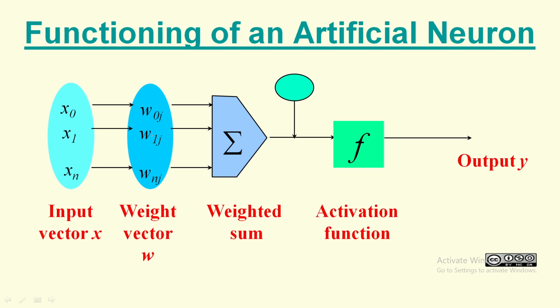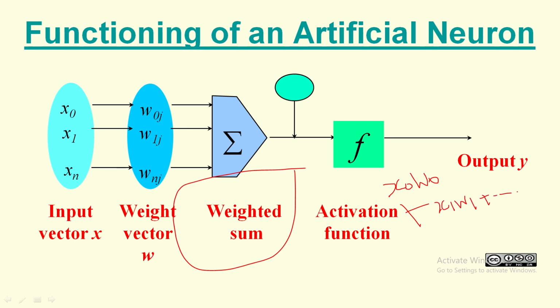So what we will do? This input x0 has to be multiplied with w0 and summed with the next input and weight. So this is nothing but the calculation of the weighted sum. That is, x0 into w0, plus x1 into w1, plus x2 into w2, and likewise it goes. This is the duty of the summation.